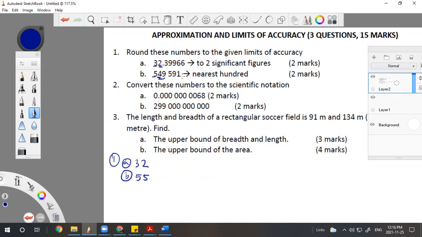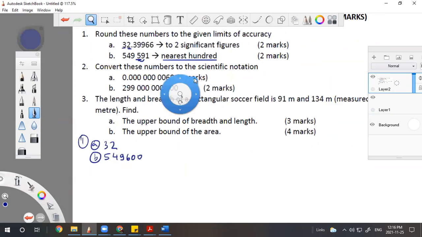Is it stop? No. You have to put 0, 0, 0, 0. This is two significant figures. I'm sorry, nearest 100. Okay, I made a mistake. Nearest 100. So sorry, guys. Here, right? 500 or 600. 600, right? Because the 9 increased the 5. So 549,600. This is the nearest 100. So sorry for the previous mistake.